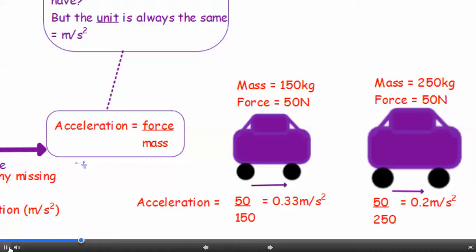So here I've got a vehicle, its mass is 150 kilos, the resultant force pushing it to the right is 50 newtons, so the acceleration is force divided by mass, it's 50 divided by 150, which is 0.33 meters per second squared.